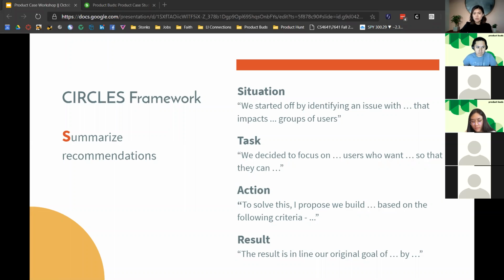So either based on this framework or based on your own framework, who can summarize a problem that we solved today, and then how we solved it, and then our recommendation?